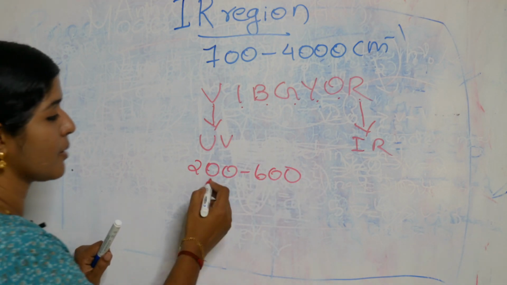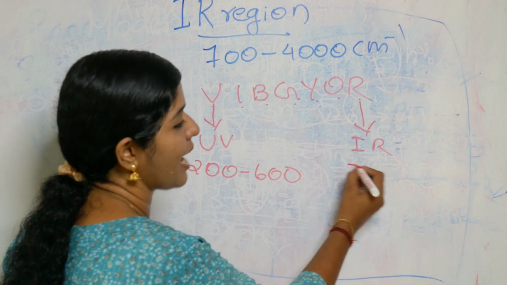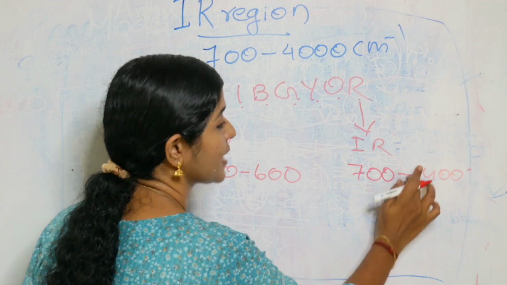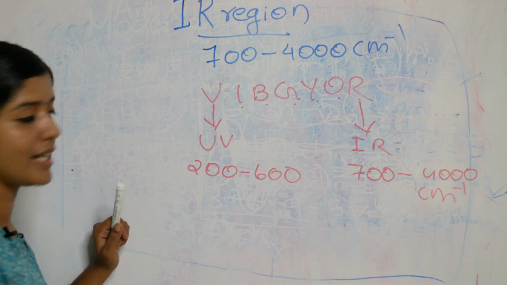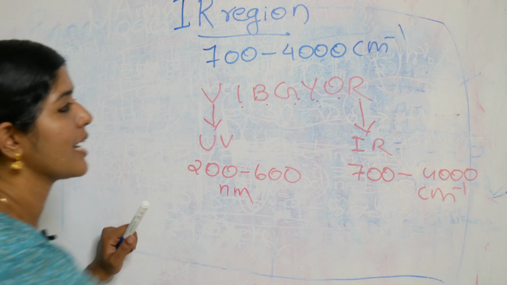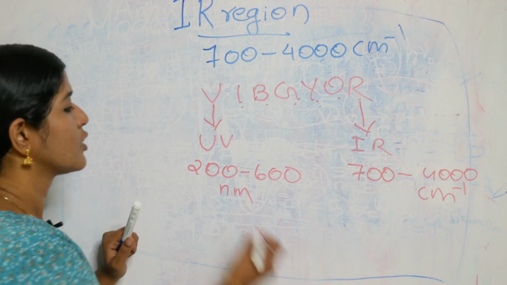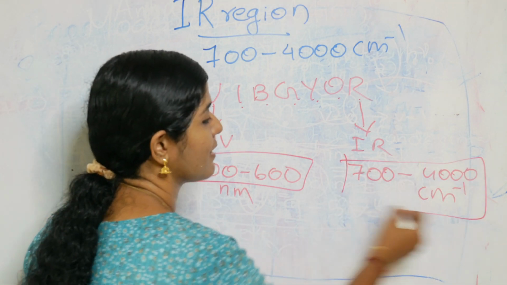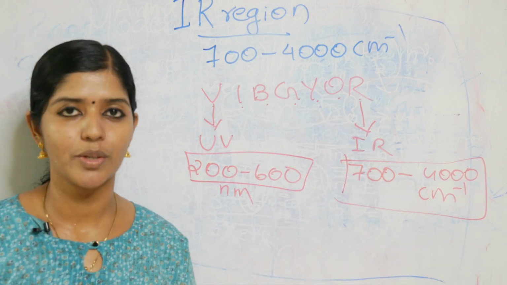UV ranges from 200 to 600 nanometers, and the IR range starts from 700 to 4000 centimeter inverse. Units are different. Here we are calculating nanometer, that is wavelength; here we are calculating frequency, that is centimeter inverse. So 200 to 600 is our UV region, 700 to 4000 is our IR region. You can remember it like that if you know the code VIBGYOR, that will be easy.